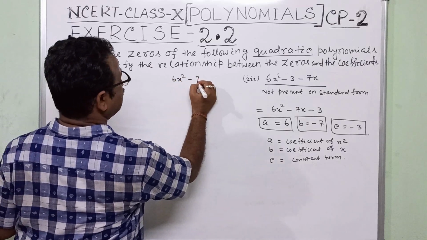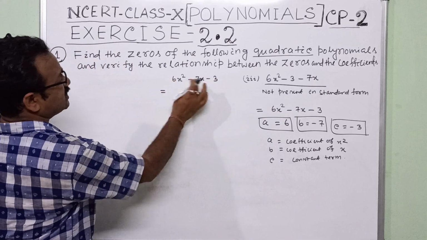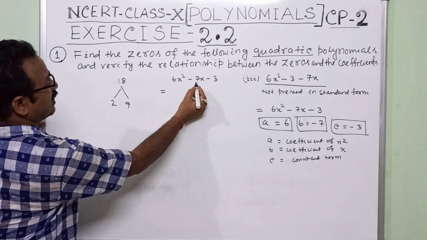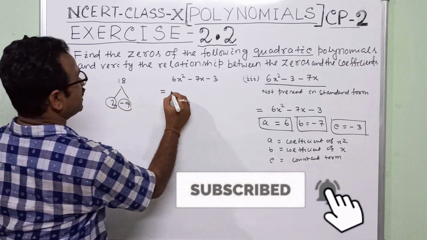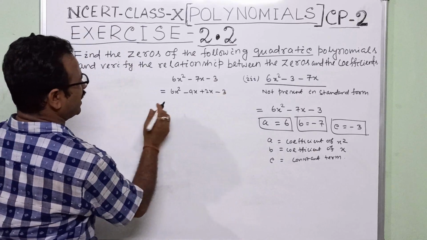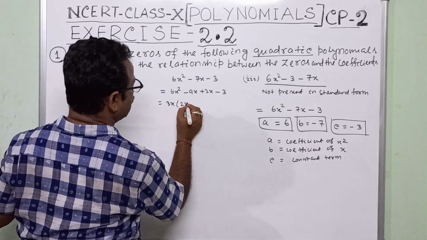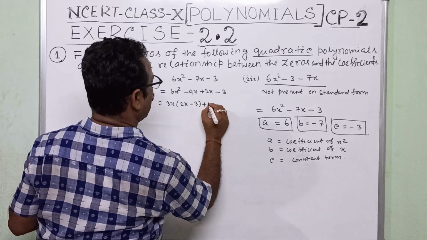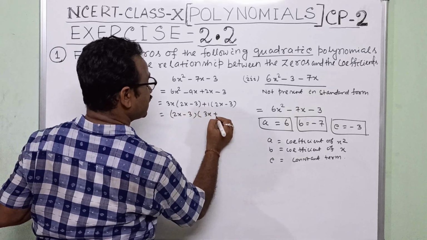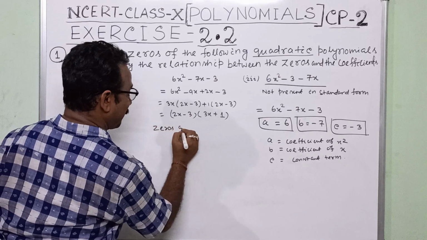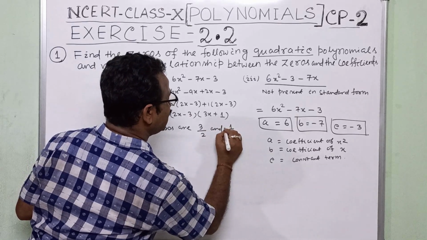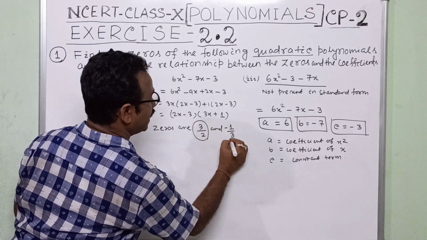So now we'll factorize this. 6x square minus 7x minus 3. 6 times 3 is 18, so 2 and 9, yes, plus 2 minus 9. 6x square minus 9x plus 2x minus 3, so that is equal to 3x common, 2x minus 3, plus 1, 2x minus 3, that is equal to 2x minus 3 into 3x plus 1. So zeros are 3 by 2 and minus 1 by 3.